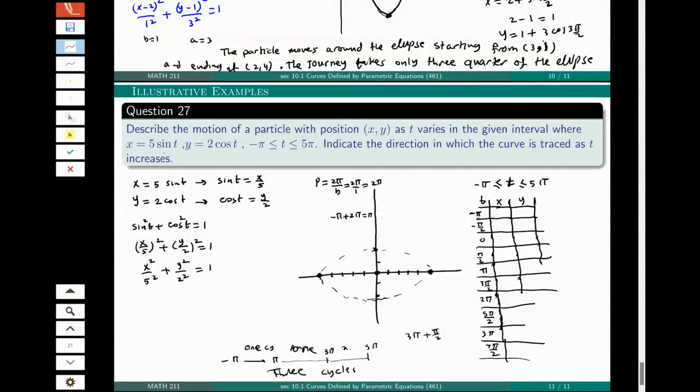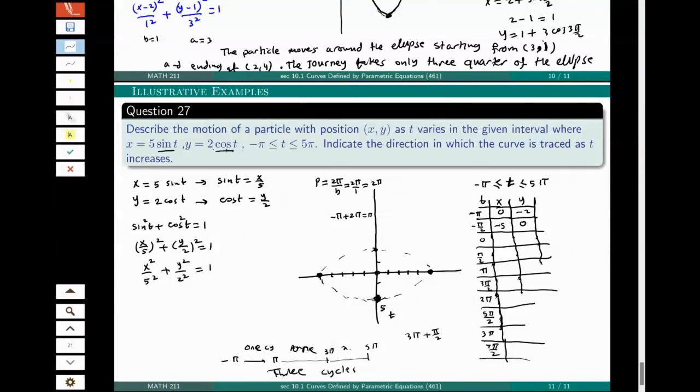So we will start from where? When we put minus pi, I'll get here 0, and here I will get cosine pi, it will be minus 2. Minus 1 times 2, which is minus 2. So we will start at 0 and minus 2, this is our starting point. We'll go to which direction? If we put minus pi over 2, sine minus pi over 2 is minus 1, so that will be minus 5, which is this point. Okay, and y will be 0.